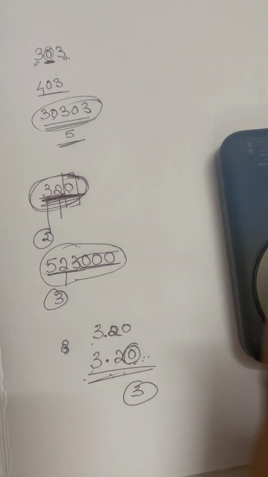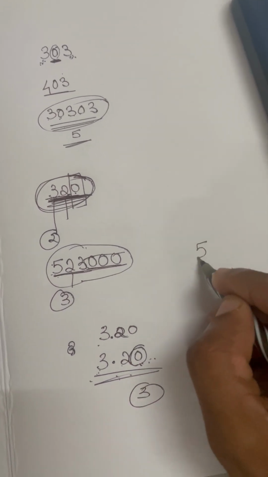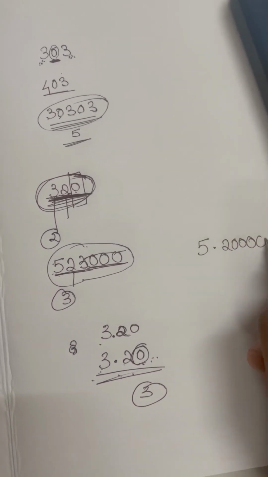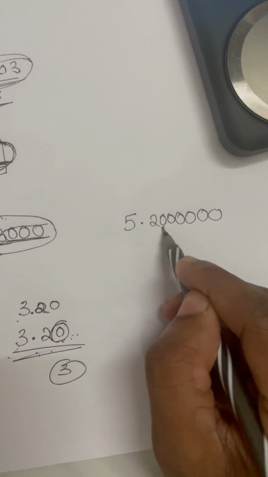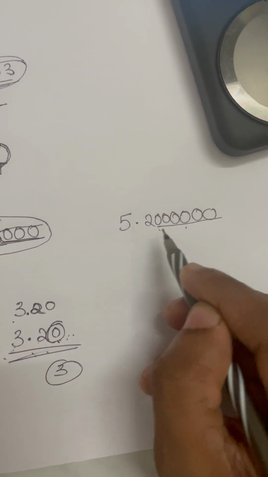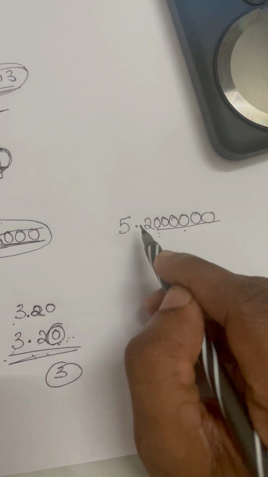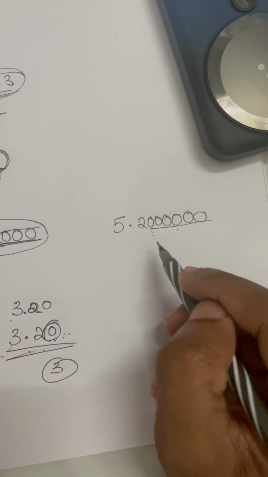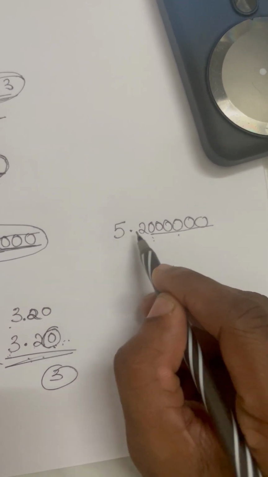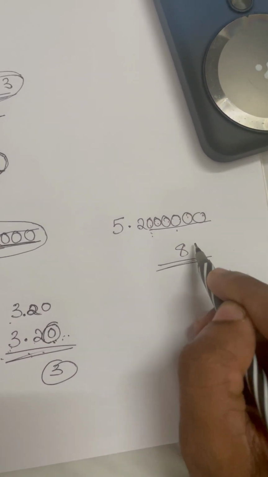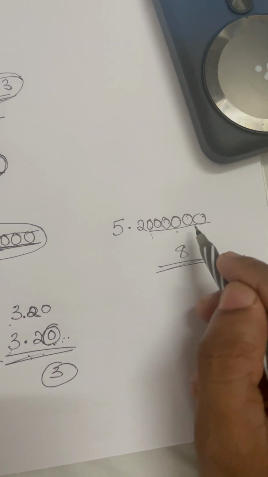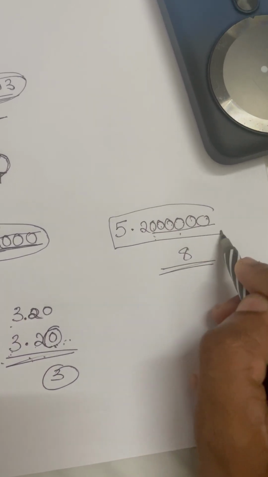We can take another example, 5.20000000. In this case the terminal zeros are also significant because there is a decimal over here. So 1, 2, 3, 4, 5, 6, 7, 8: 8 is the number of significant figures in this number.